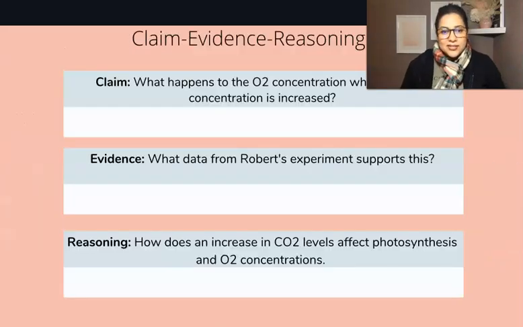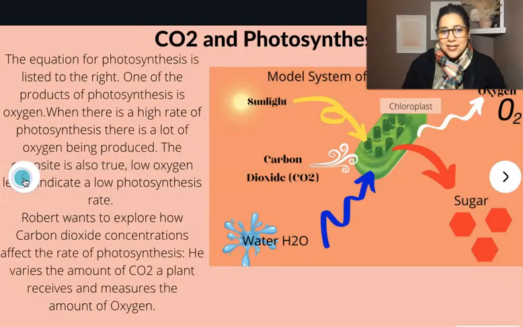Now, what is our reasoning, right? How does an increase in CO2 affect photosynthesis and O2 concentrations? And for that, we can refer back to the reading, right? Where it states in the first paragraph that when there is a high rate of photosynthesis, there's a lot of oxygen being produced. The opposite is also true. Low oxygen levels indicate a low rate of photosynthesis. So what we're seeing here is that as we're increasing the amount of carbon dioxide, which is one of the reactants, we're also increasing the rate of photosynthesis and therefore producing more oxygen.